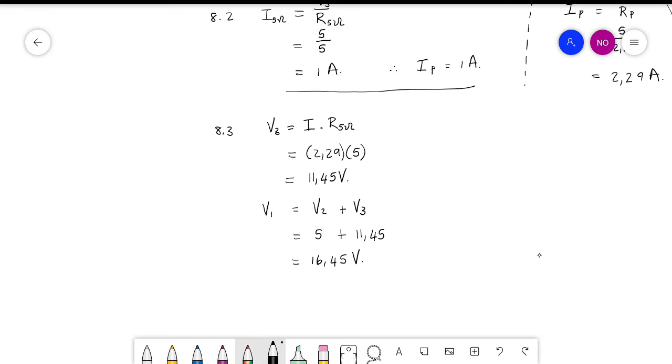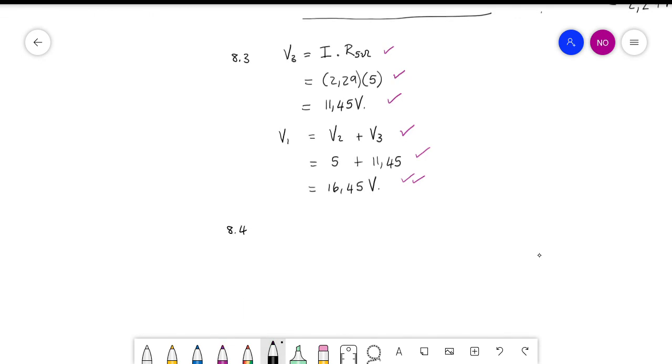For 8.3, you get 1, 2, 3, 4, 5, 6, 7, I guess. 7 marks is a lot. Oopsie. Okay, everyone done with that one?